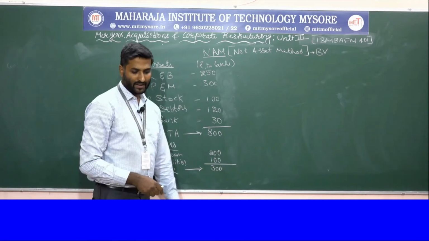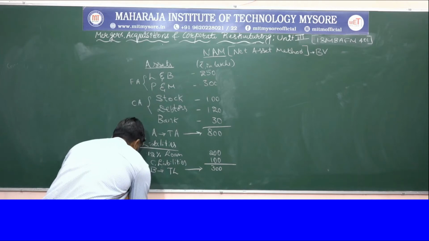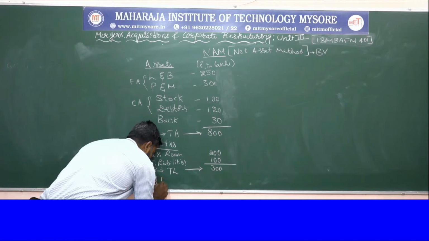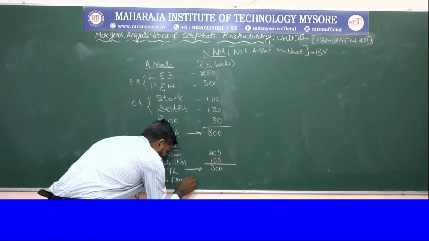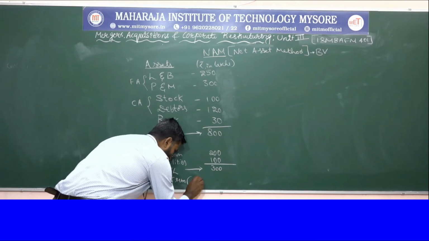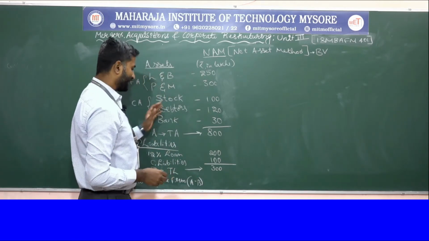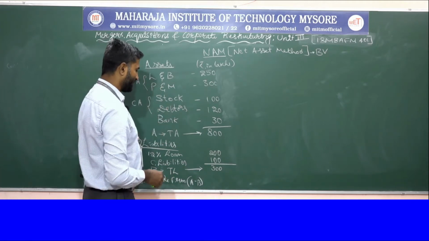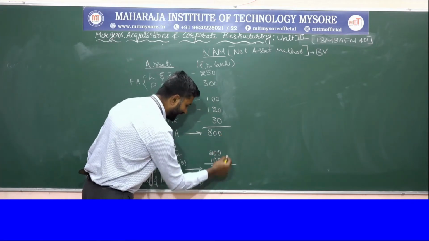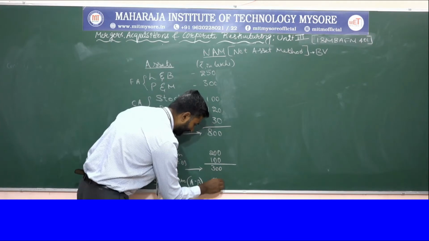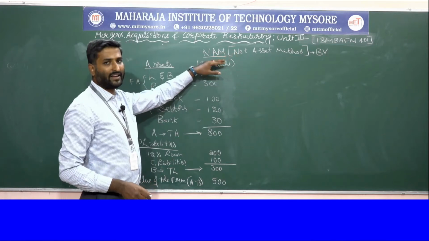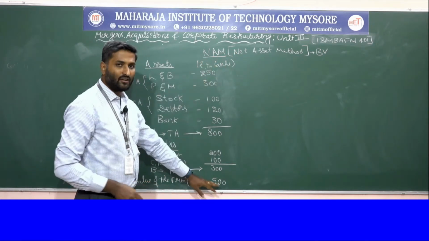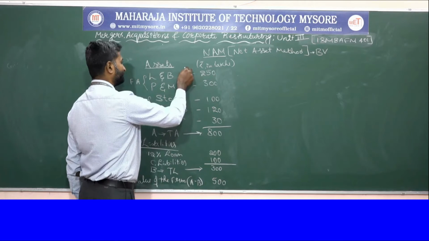Therefore, by that we can calculate the value of the firm, which equals A minus B, that is the total assets minus total liabilities. So 800 minus 300 gives the firm value based on the book value under the net asset method, which is 500 lakhs.